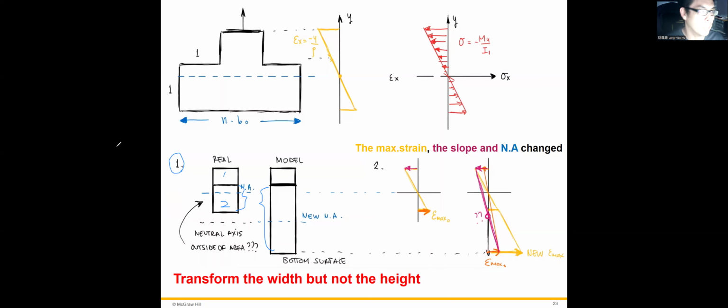Okay, so let's think of it this way. If we enlarge the height of the second material, what's going to change? The neutral axis. The neutral axis is going to change to another location. We have a new neutral axis, and this new neutral axis will be outside of the real case.